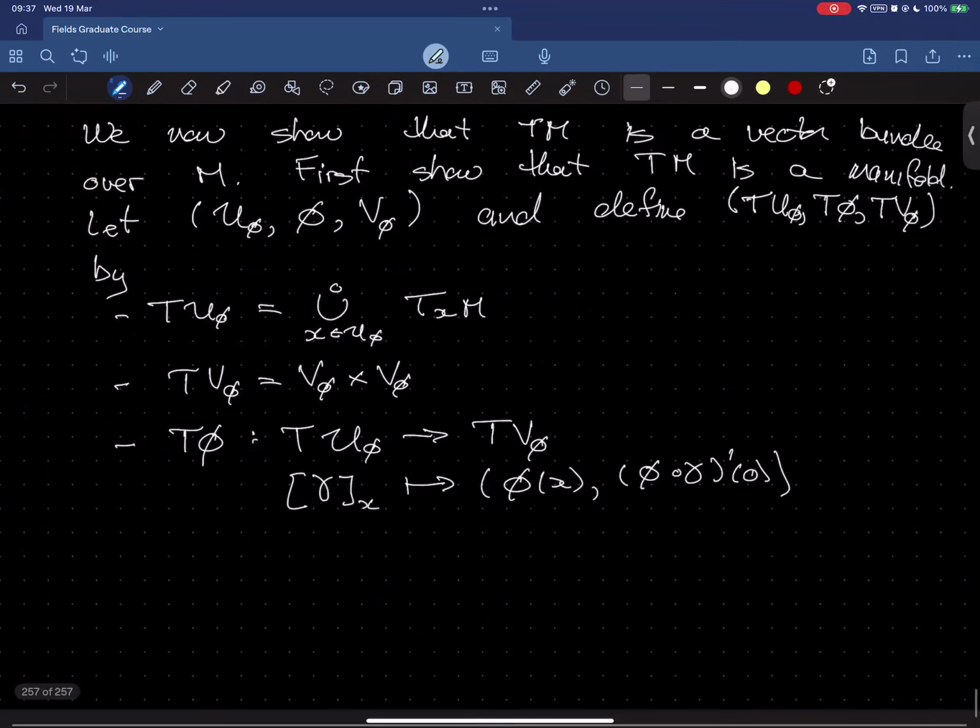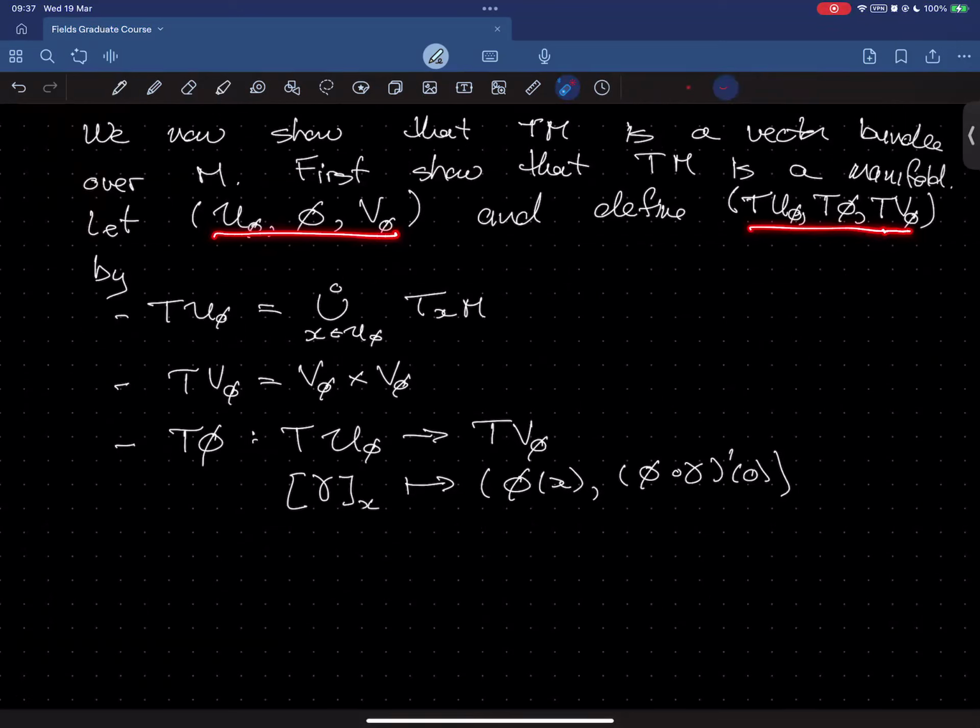Okay, so that's my construction. I take a chart for M and I do this construction, and what we're going to see is that this is a chart for TM, and then if you take an atlas for M, and you do this to each of the charts in the atlas, then you get an atlas for TM. Okay, and that's a proposition.